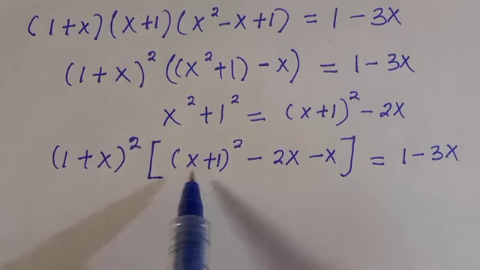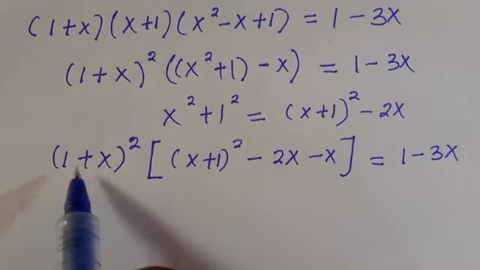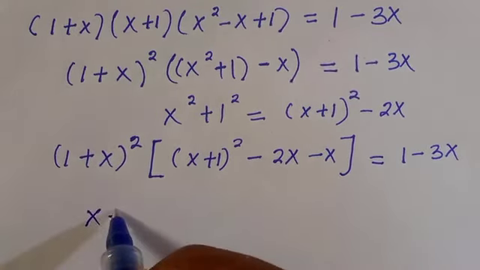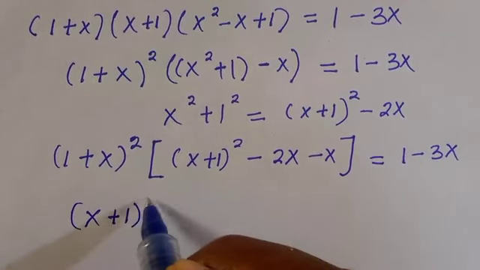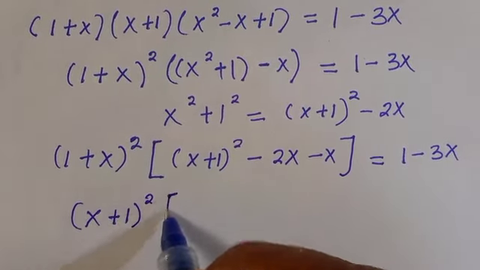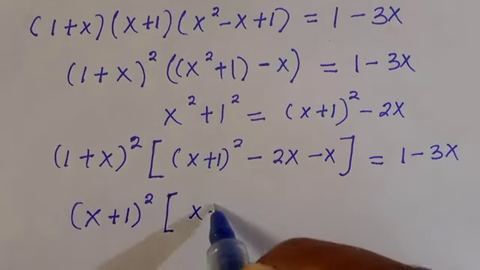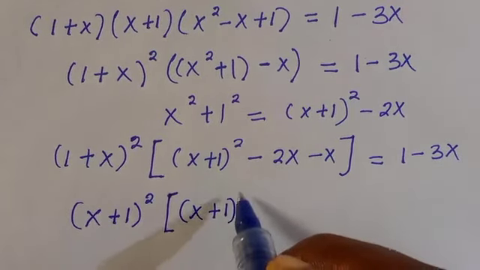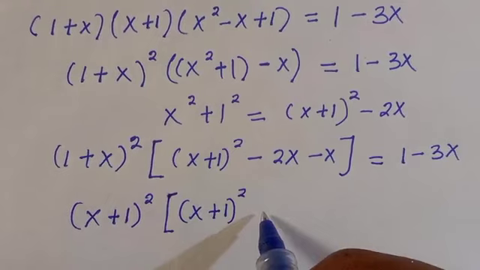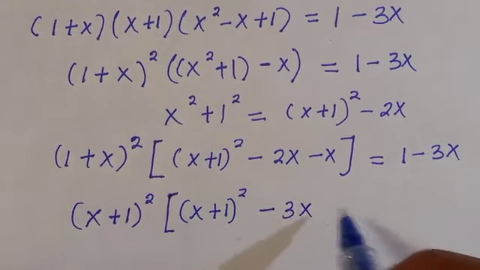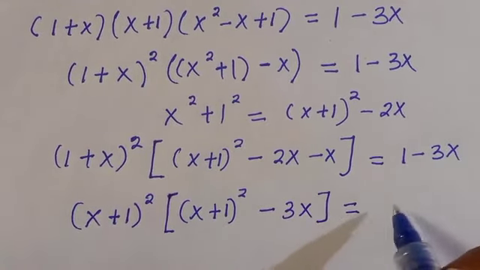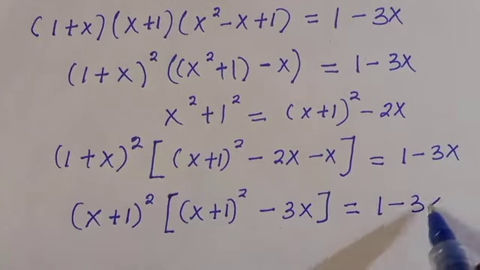So here, since I'm having x plus 1 here, I'm going to change this one to x plus 1. We have x plus 1 to the power of 2. So bracket, here is also x plus 1 to the power of 2. This 2 is minus 3x, all in bracket, equals 1 minus 3x.